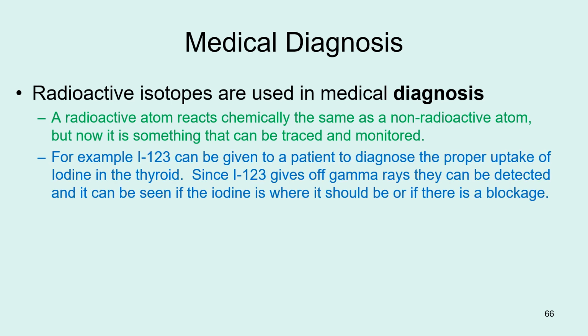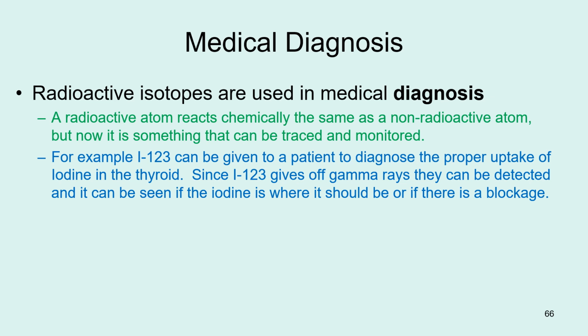So this is the example I gave you. Iodine-123 can be given to a patient to diagnose the proper uptake of iodine. So you're able to trace it. The iodine should come through the body, and if it's used where it's supposed to be, then you can scan the thyroid and see if it's where it should be, or if there's a blockage, or where in the body this iodine is, and to see if it's working properly.